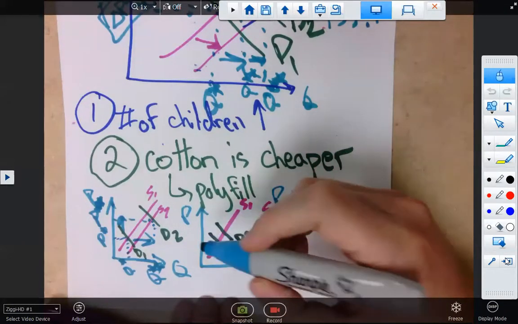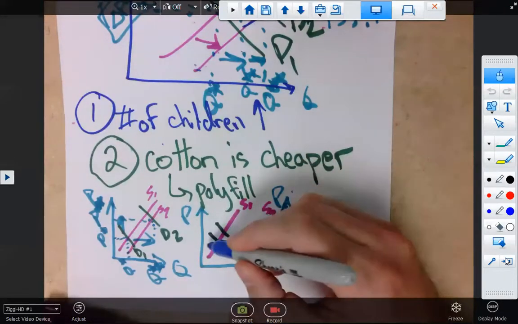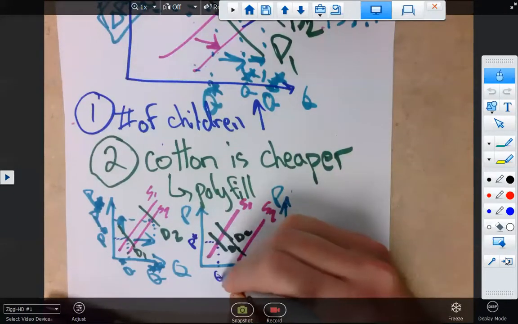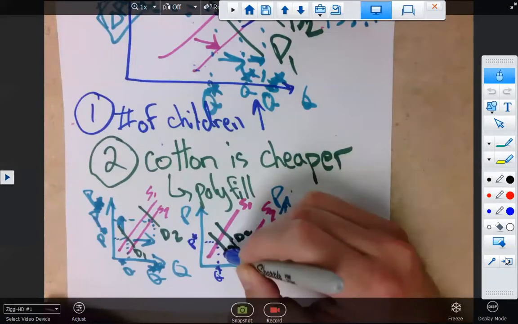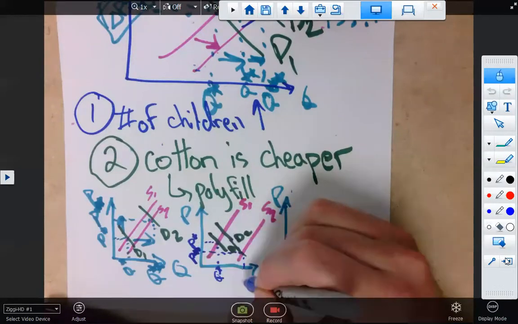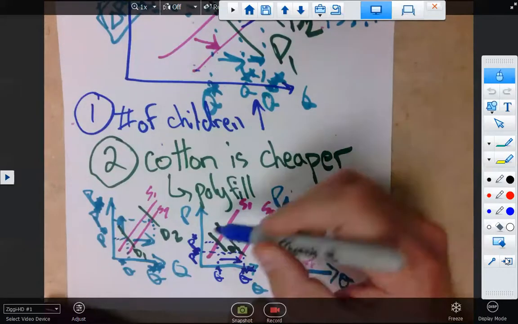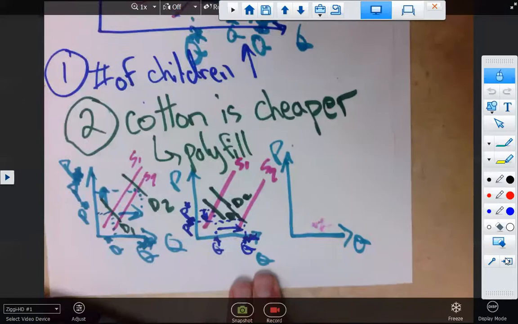So now here's our initial P star, Q star, and our next one, P double star, Q double star. So this one looks like the quantity increases and it looks like the price decreases. What's going on there?